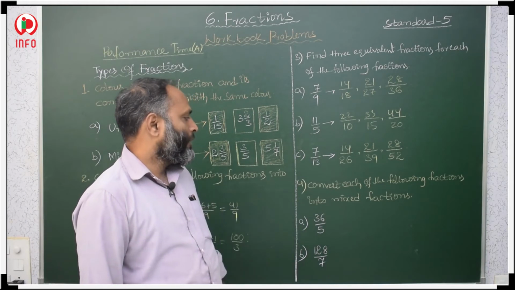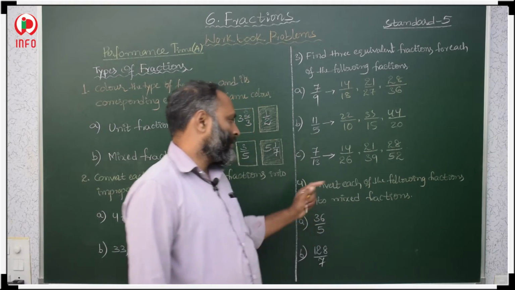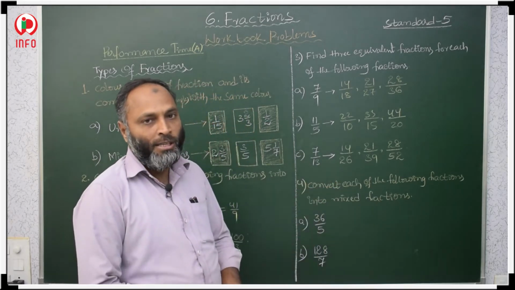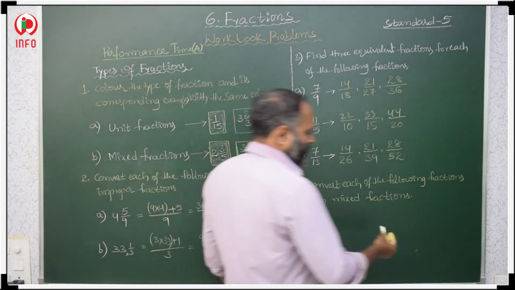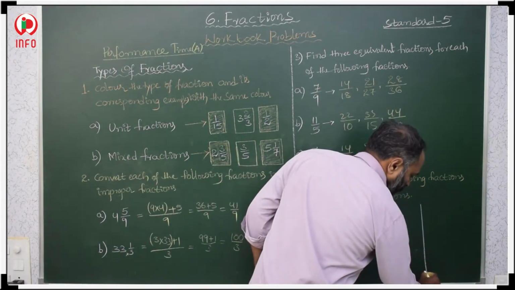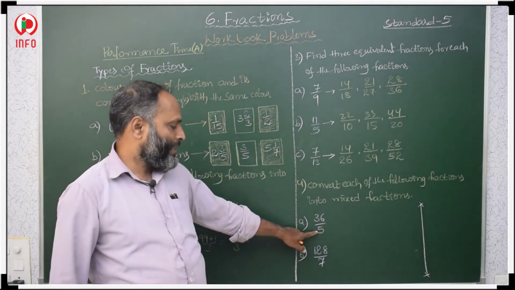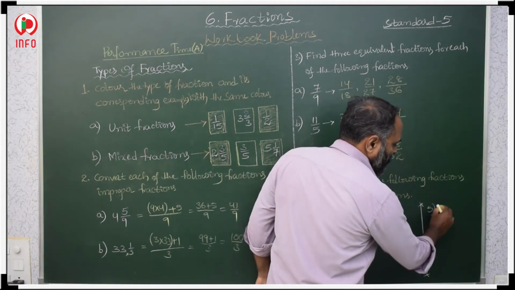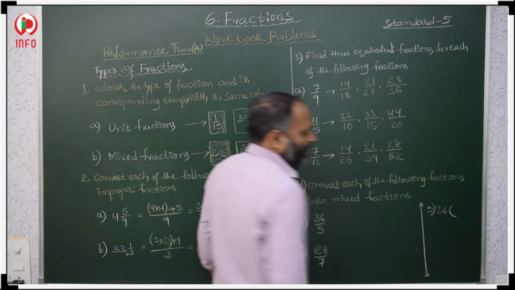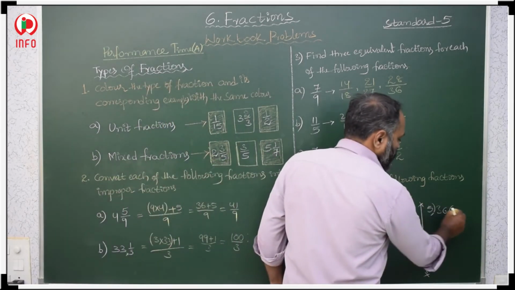Okay. Now the fourth: convert the improper fractions into mixed fractions. Here improper fractions are given, so we have to convert them into mixed fractions. We make a rough column first, and after that the denominator divides the numerator. 5 divides numerator 36. In the 5 table, when you get to 36, 5 sevens are 35.